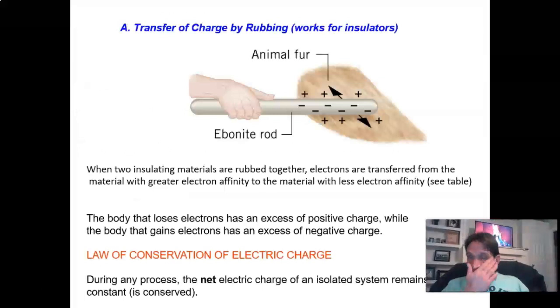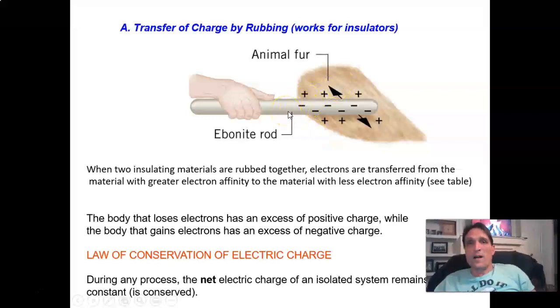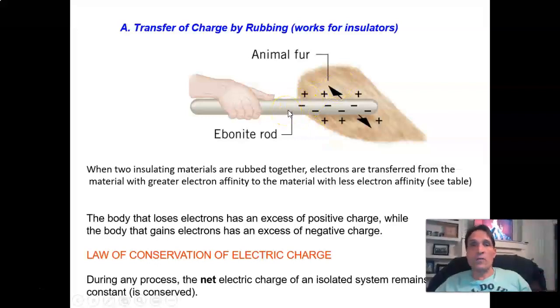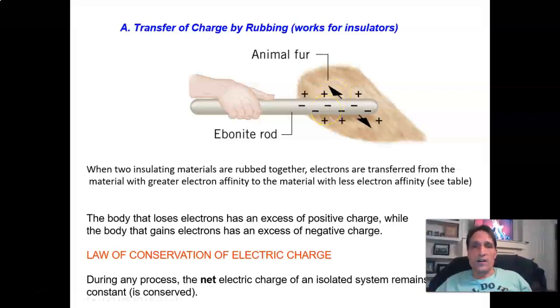So here's an example here. If you have animal fur, so here's maybe your dog, and here you have an ebonite rod, or just think of a plastic rod or a PVC rod here, and we rub them together. What's going to happen? Okay, well, electrons are going to get transferred from the fur to the rod, and the rod will be negatively charged, and the fur will be positively charged.